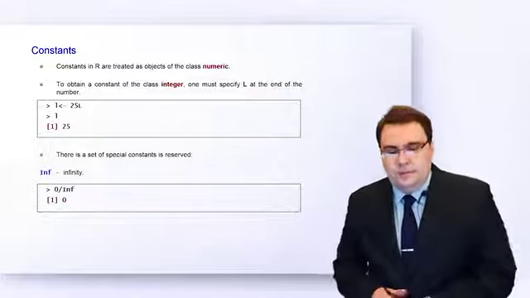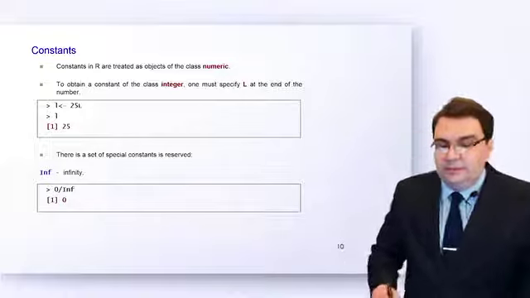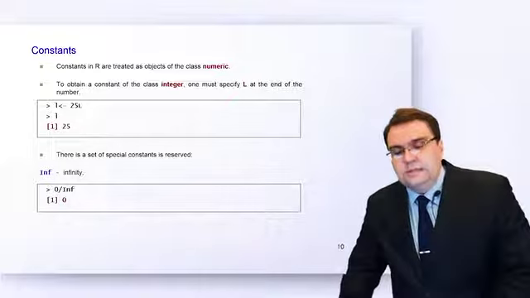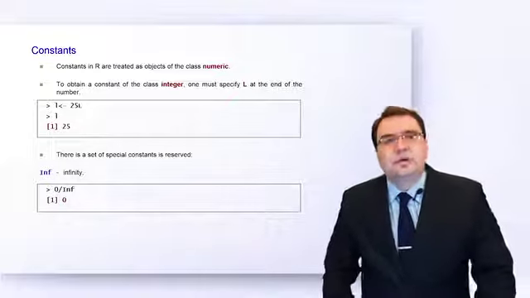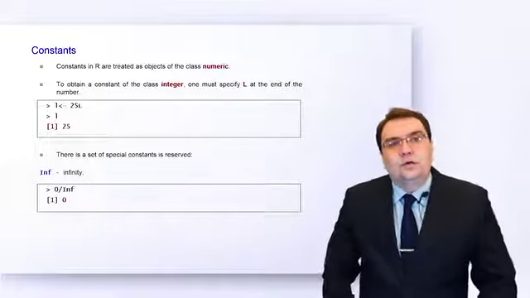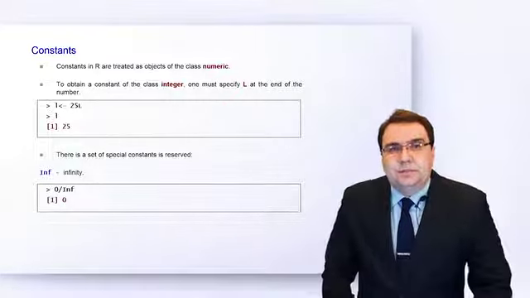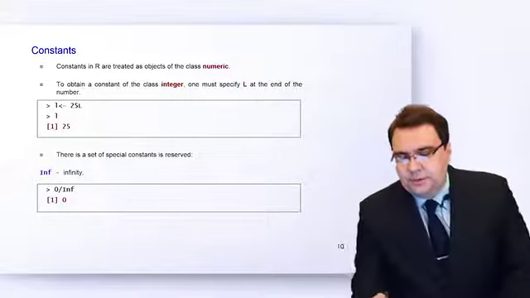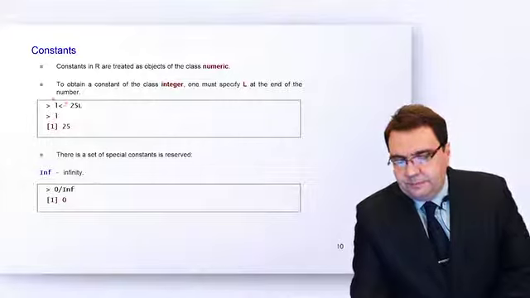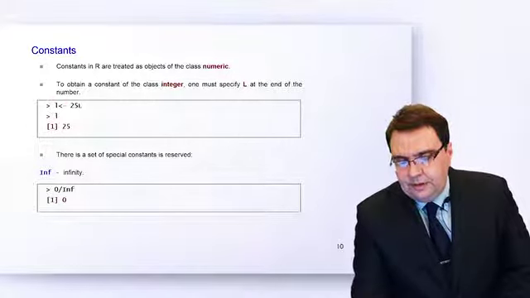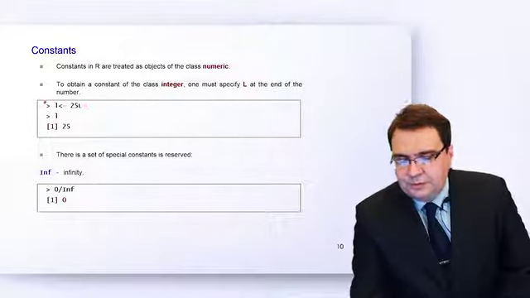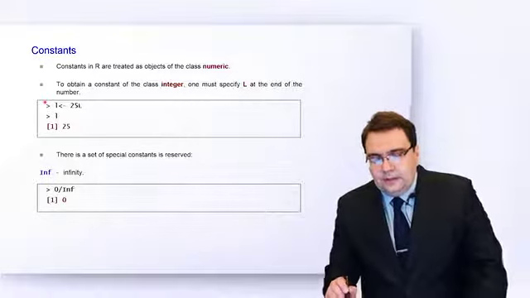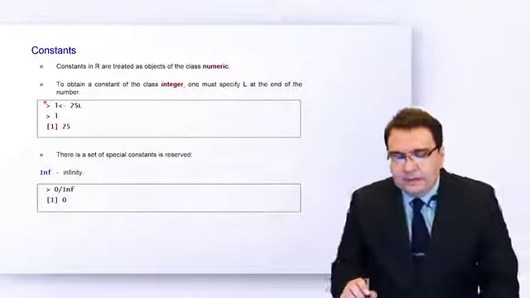Okay, the next important group of elements are constants. Constants in R are treated as objects of the class numeric. To obtain a constant of the class integer, one must specify L at the end of the number, as shown here. So we have number assigned 25L, so we have 25 of class integer.